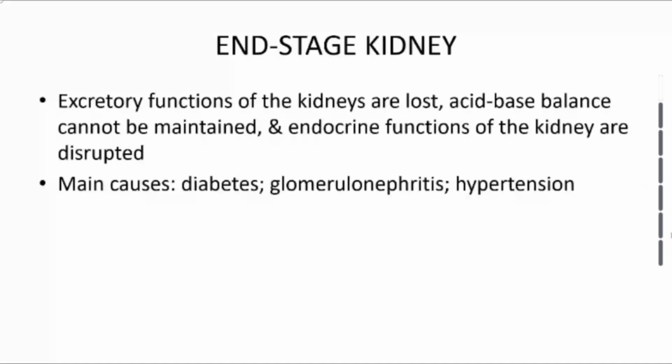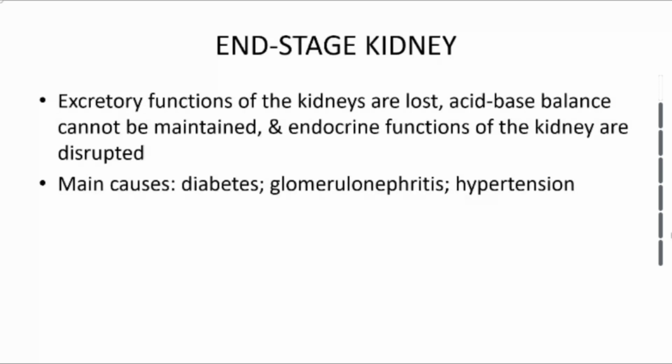So in end-stage kidney, also the excretory function of the kidneys is lost. Acid-base balance cannot be maintained. So basically the function of the kidney, that is to do ultrafiltration, will be affected. Basically you're talking about the urea, creatinine, things like potassium; that balance is lost. And then the endocrine function of the kidney is disrupted. That's what we call erythropoietin. It's a kind of hormone that is produced by the kidney, and it helps stimulate production of red blood cells from the bone marrow. So that function is lost.